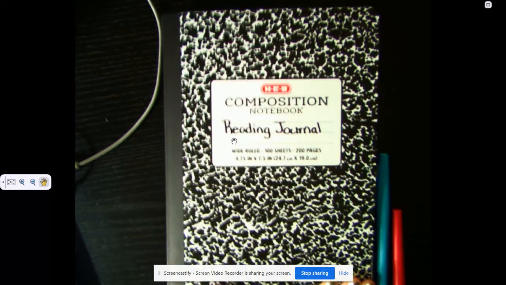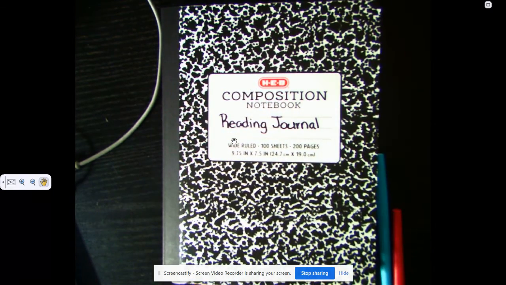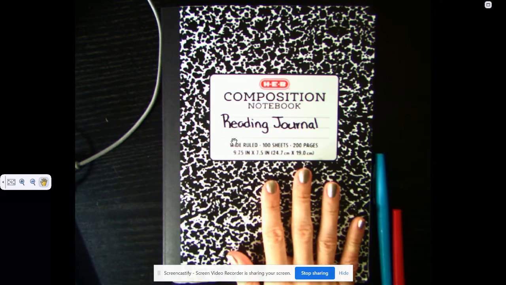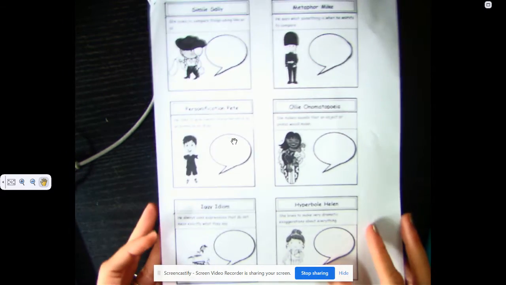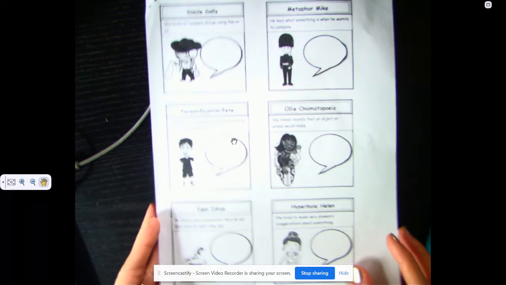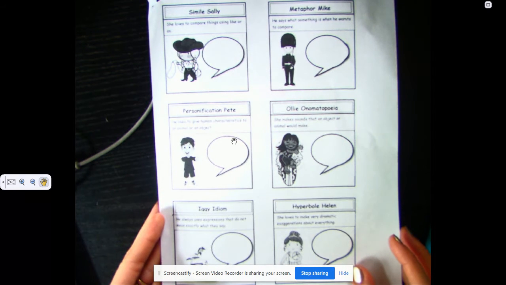Today we're going to be completing a journal inside our reading journal. You're going to need two things, your reading journal and this page out of your reading packet right here. Make sure you have some scissors, some glue, and something to write with.